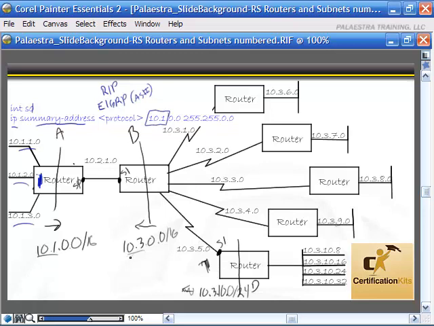Same thing for router B. IP summary address, the protocol, 10.3.0.0, 255.255.0.0. This one would be a little bit trickier because I would go ip summary-address, the protocol, and it would be 10.3.10.0, and my subnet mask would be 255.255.255.0 because I'm trying to summarize the entire 10.3.10.0 subnet into one entry.